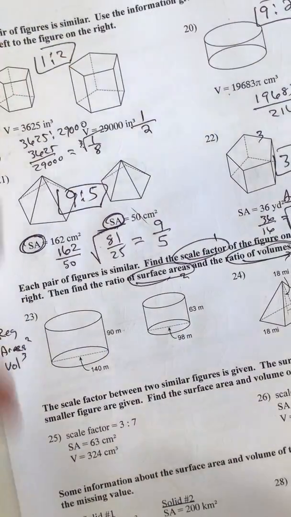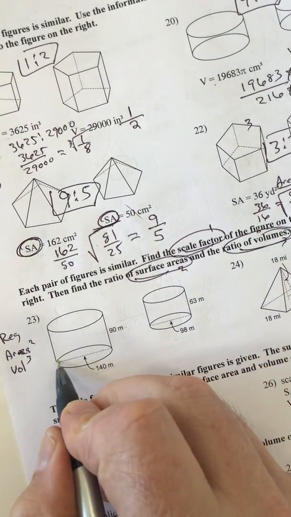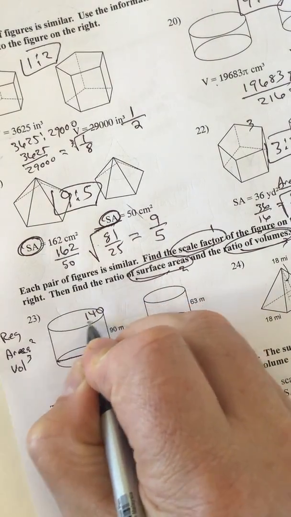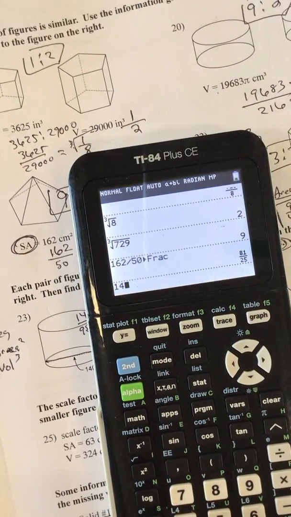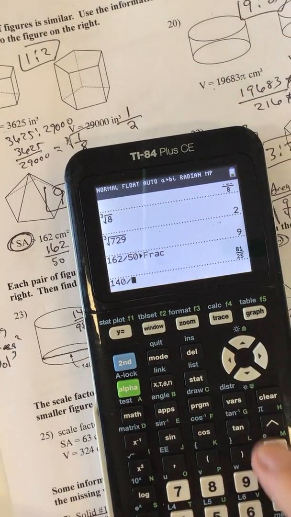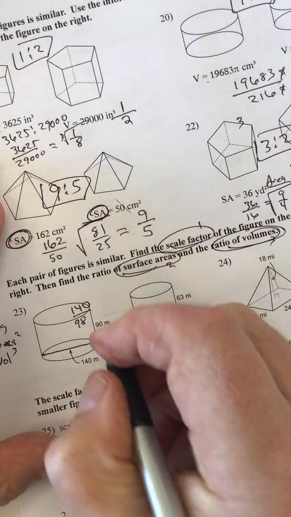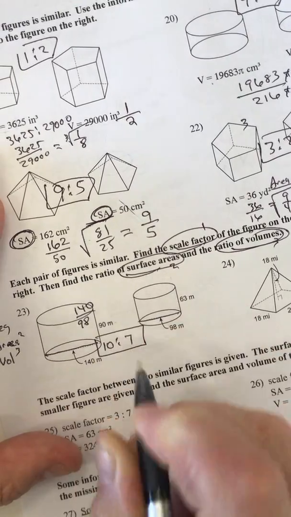Okay, so it already said these are similar, so you can take anything you want to find the scale factor. I think I'll just go diameter to diameter. That's 140 to 98. Let me simplify that so you can see what it is. 140 to 98 as a simplified fraction is 10 to 7. So this thing is going 10 to 7 on the regular scale.